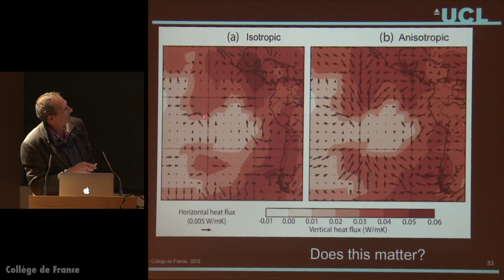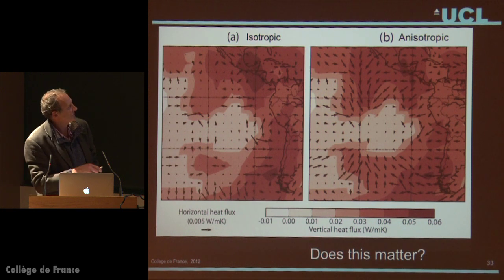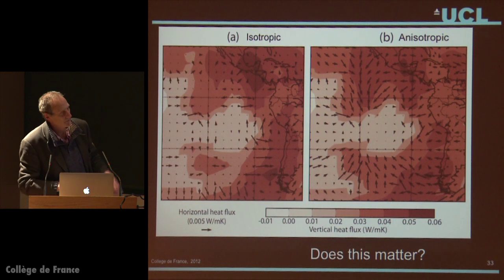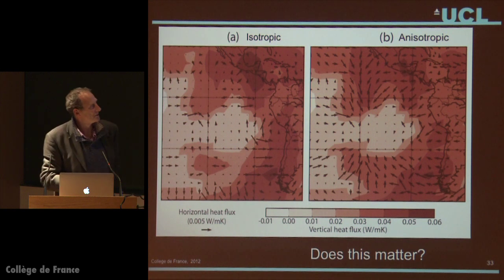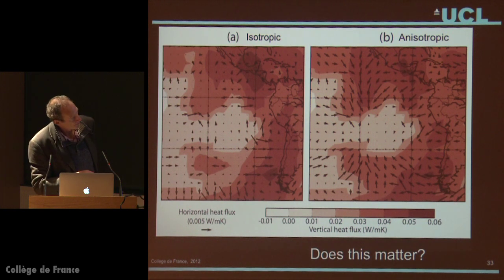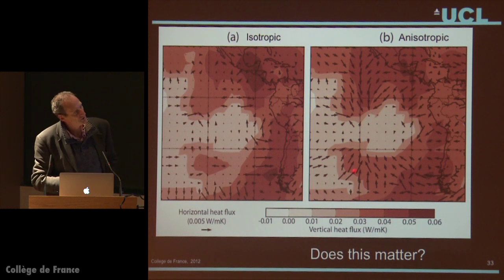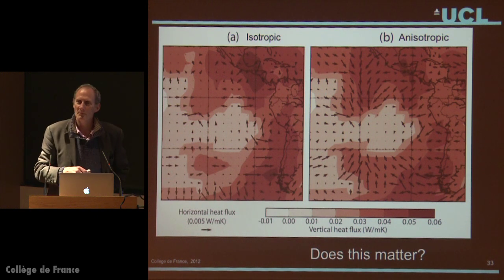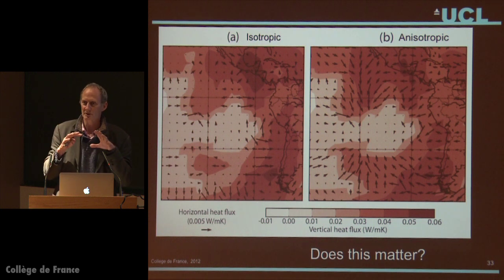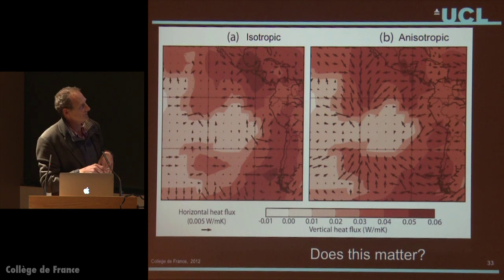Okay, so now these are horizontal heat fluxes in these sort of units, and the contours are the vertical heat flux. Okay, so that's the heat flux coming out of this area about 50 kilometers wide at about 50 kilometers depth. If you put an anisotropic thermal conductivity into it, you then change the picture somewhat, and you actually find that the heat flow apparently is going towards the plume rather than out of the plume.